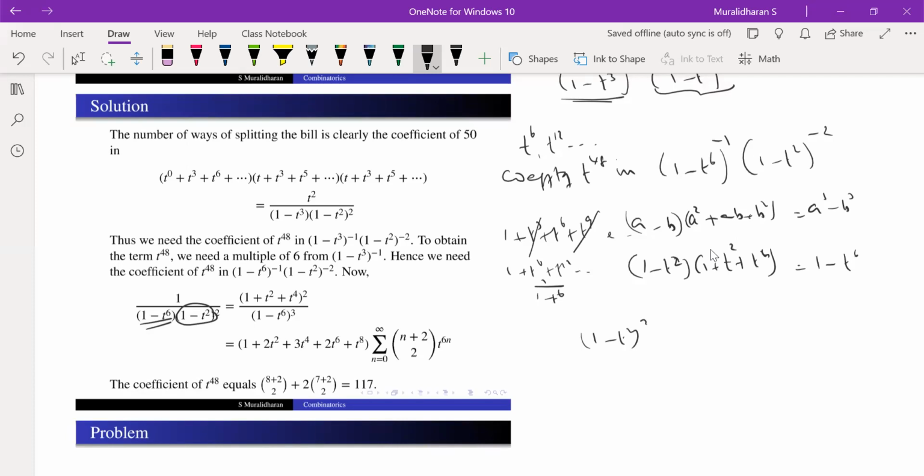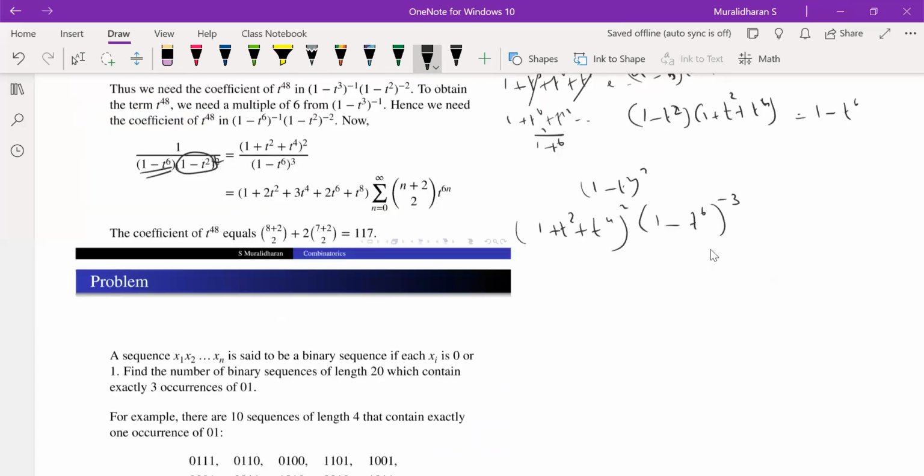So since I have the square here, I have to multiply with this also. So the coefficient of t power 48 in this, that's what I want. The same method: coefficient of t power 48 in t power 4 whole square into 1 minus t power 6 whole power minus 3. I'm going to expand this. Of course, most of you will know how to expand a plus b plus c whole square.